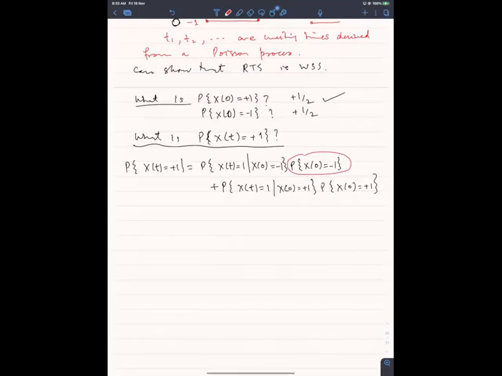Probability X of 0 is -1, probability X of 0 is +1. This is 1/2, this is 1/2. What is this probability? Let's try to find out. ये क्या कह रही है?